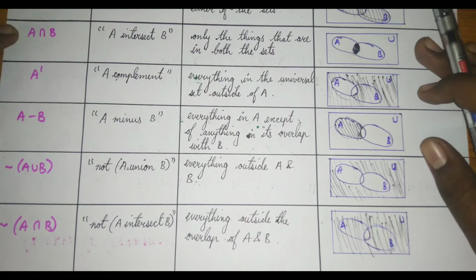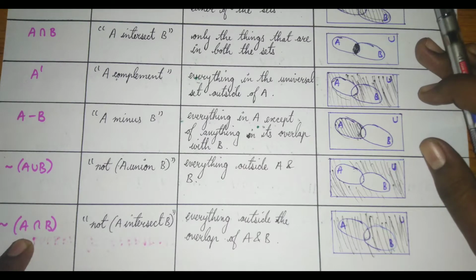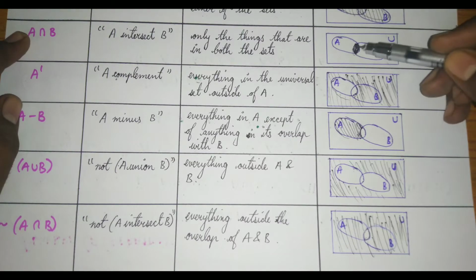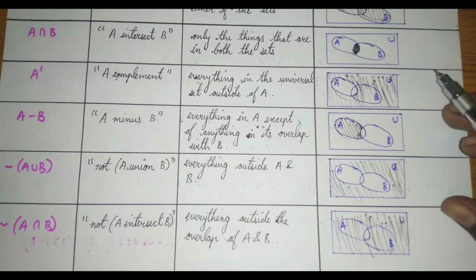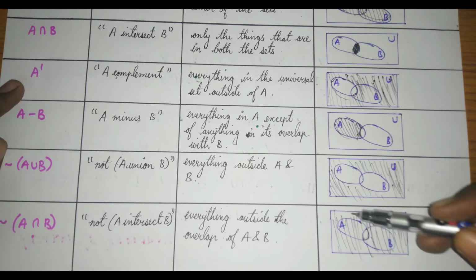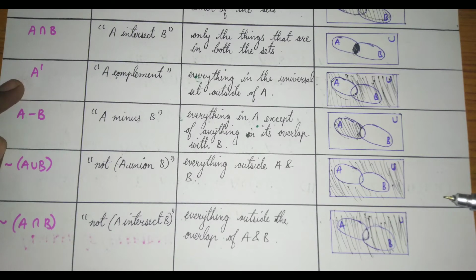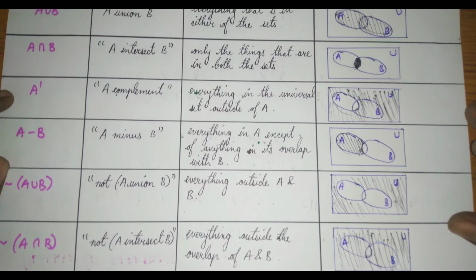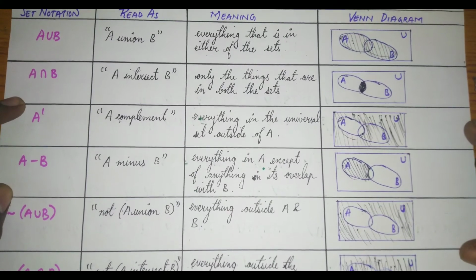And what about the second one? Second one, A intersection B, and you see this part, not A intersection B. In A intersection B, you have to shade the intersection part. Not A intersection B means you have to leave the intersection part and shade all other regions. In this way also you can remember. So this is all about Venn diagrams and set notation.